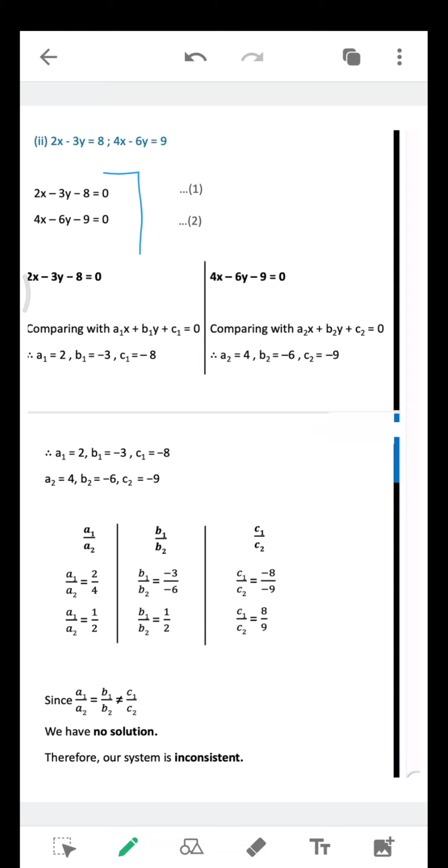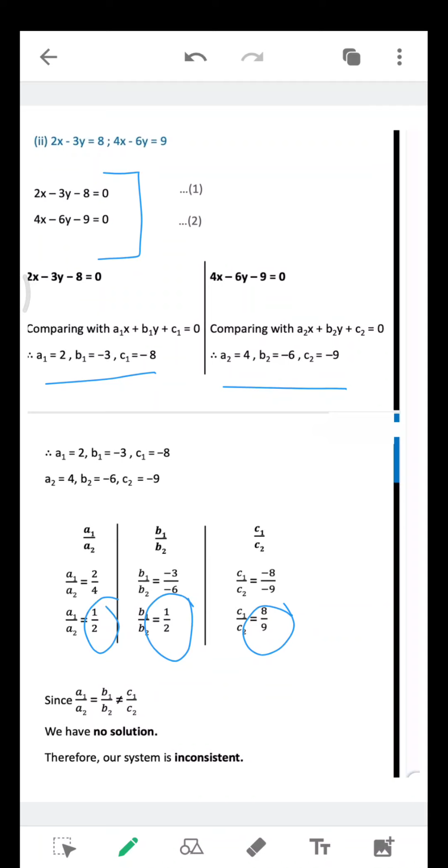You can see this example: 2x minus 3y minus 8, 4x minus 6y minus 9. So again we'll compare it and we'll get the values of a1, b1, c1, a2, b2 and c2. So we'll find the ratios. So we have taken the values here. a1 by a2 is 2 by 4, that is 1 by 2. b1 by b2 is also 1 by 2. Now a1 by a2 and b1 by b2 are equal. Then we will go to c1 by c2. Okay, c1 by c2 is 8 by 9.